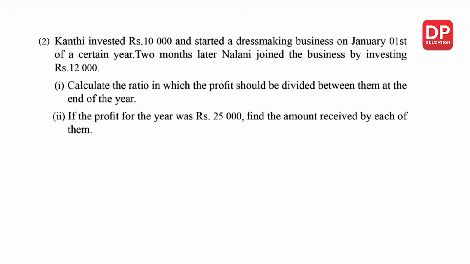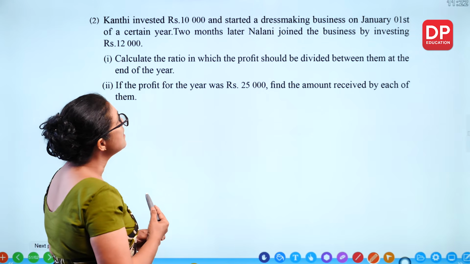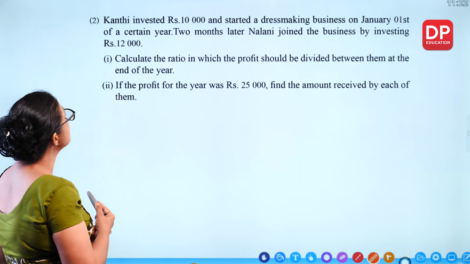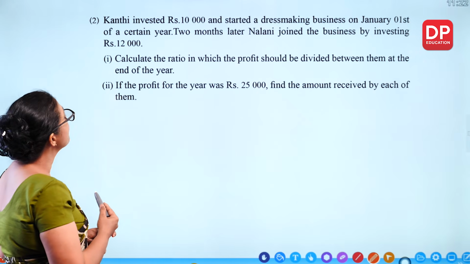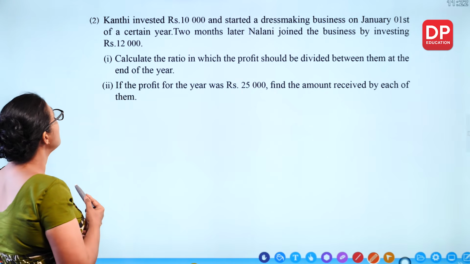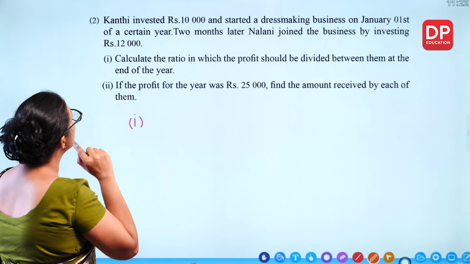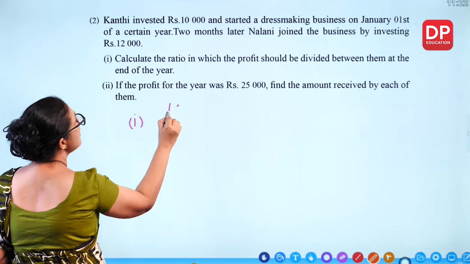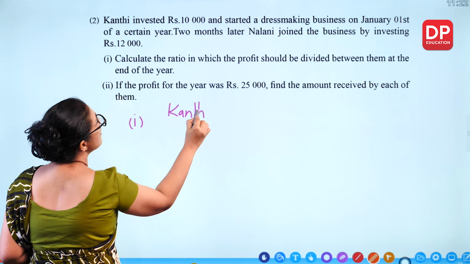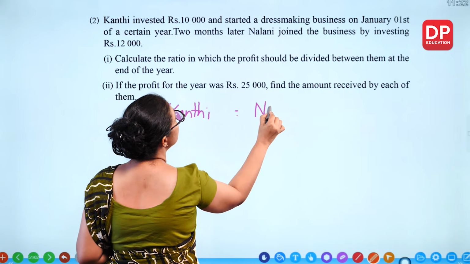Question number 2. Kanti invested 10,000 rupees and started a dressmaking business on January 1st of a certain year. 2 months later, Nalini joined the business by investing 12,000 rupees. Calculate the ratio in which the profit should be divided between them at the end of the year. So what's the invested amount? Kanti and who's the other? Nalini.